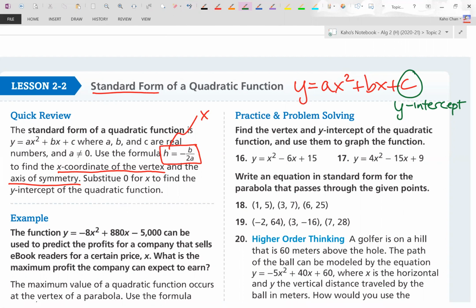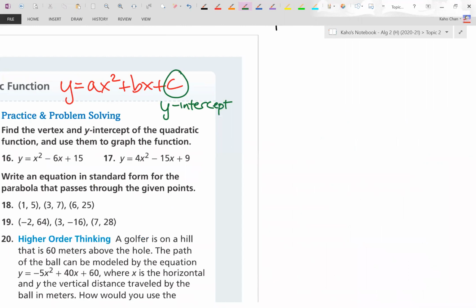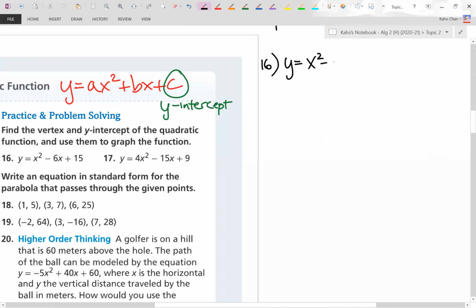Let's try some problems. Number 16. Find the vertex and y-intercept of the quadratic function and use them to graph the function. Wow, okay, let's do it. Give yourself a little space. Here's number 16: y equals x squared minus 6x plus 15.